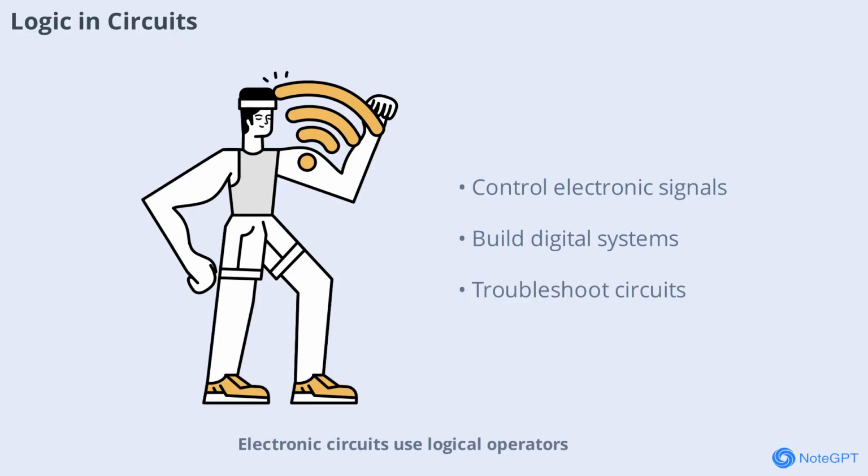Electronic circuits use logical operators to control signals and perform calculations. AND, OR, and NOT gates are basic building blocks of digital electronics. Understanding logical operators is essential for designing and troubleshooting electronic systems.